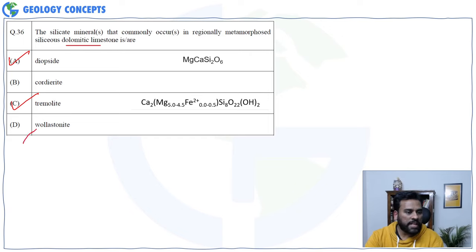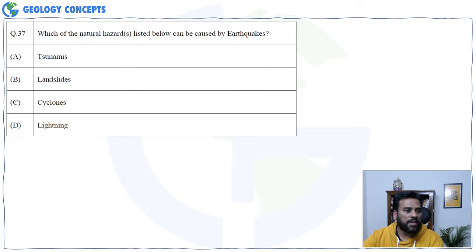See, wollastonite is not forming in a regionally metamorphosed region. Regional metamorphism, it is a product of contact metamorphism, right? When a calcareous rock is intruded by some dike in contact metamorphism, then you get wollastonite. So wollastonite is not the option. Cordierite does not have any Mg in it, so it is also not the correct option. A and C will be the correct option here.